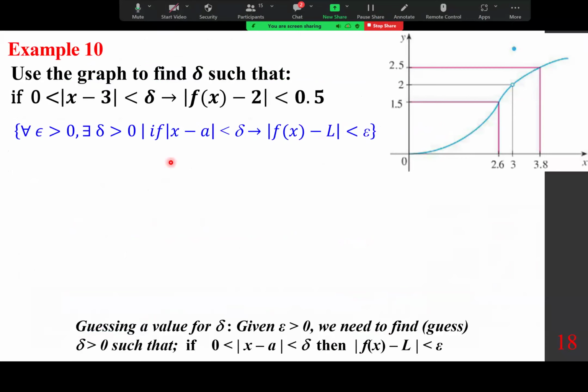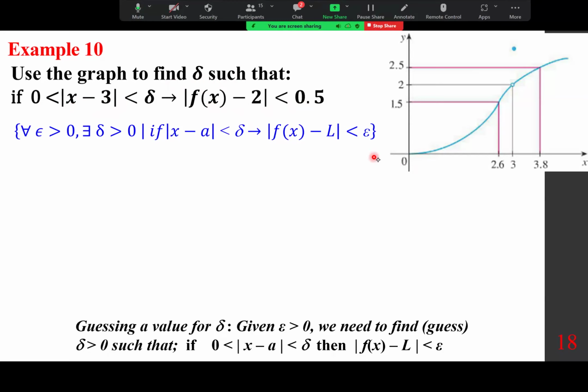Let's look at this example. Example 10. Use the graph to find delta such that if the absolute value of x minus 3 is between 0 and delta, the absolute value of f of x minus 2 is less than 0.5. By the way, you can just read from the graph, but I want to show you the detailed solution in case you come across it and they want the detailed solution.